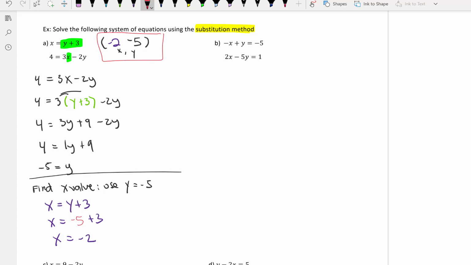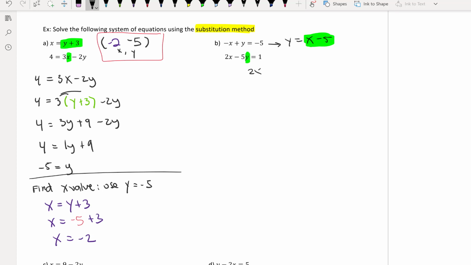Okay, now let's look at part B. When I'm looking at part B, I definitely want to isolate one of the variables. So maybe it could be best if I were to isolate the y in the top equation. So then y would equal a positive x minus 5. That means that the y is isolated. So this is what y represents. So I'm going to plug that into my y variable.